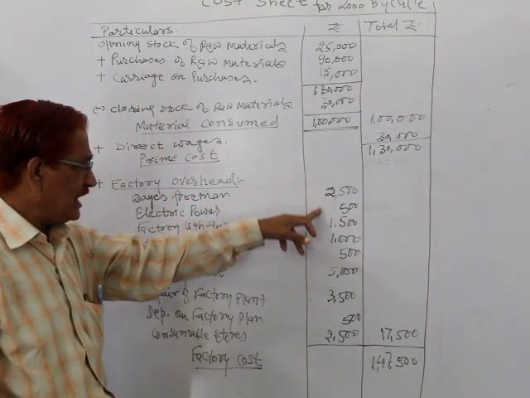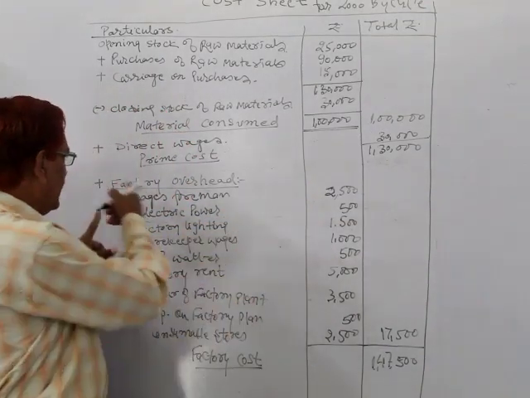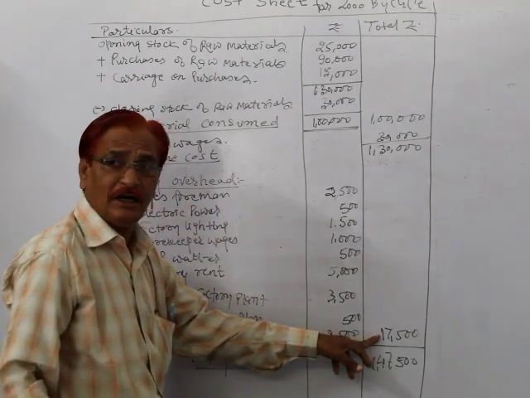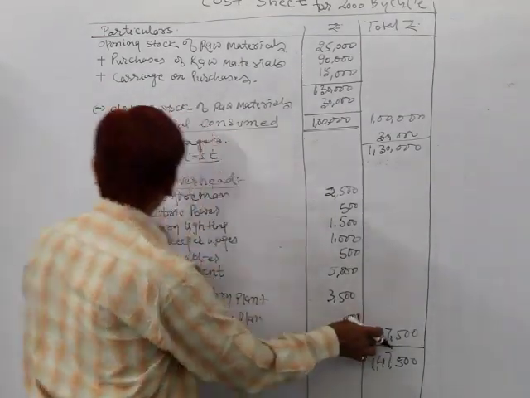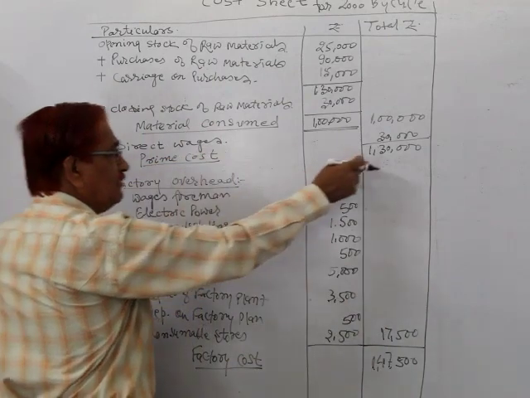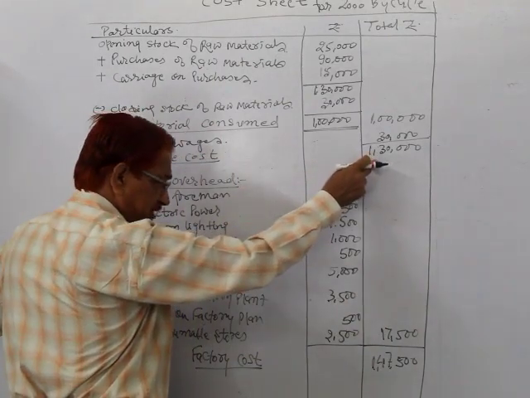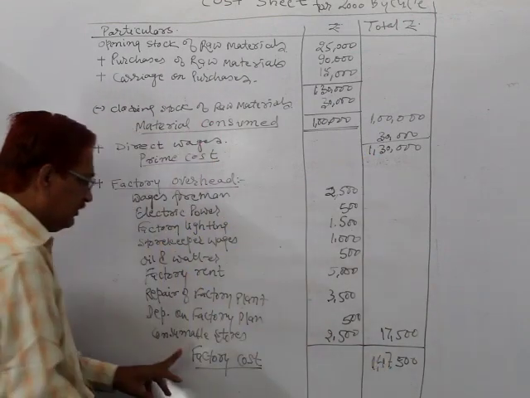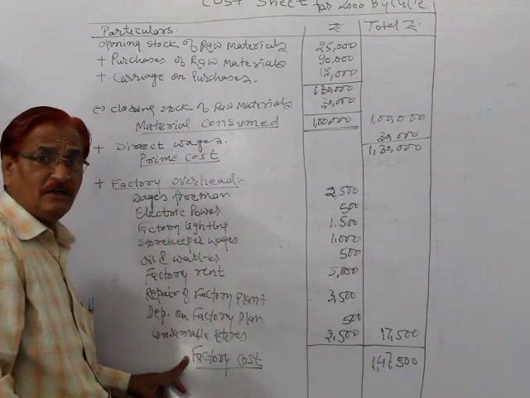So all these are the expenditure which is related with factory overhead. Total factory overhead is 70,500. Now it will be added to the prime cost of rupees 1,30,000. Therefore, the new total will be 2,00,500. This is the factory cost. Okay?